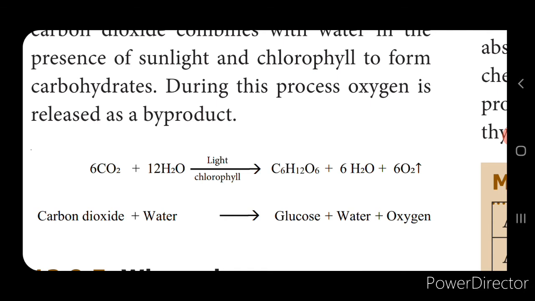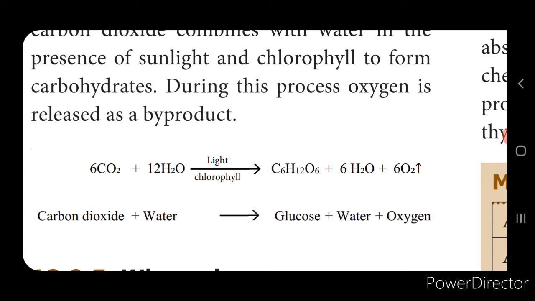Now this reaction that you are seeing on the screen is a very familiar reaction, because we have learnt this reaction very thoroughly in 9th standard. So the carbon dioxide and water in presence of sunlight and chlorophyll gives C6H12O6, which is carbohydrate, that is glucose, with the emission of oxygen and water. So this is the photosynthesis reaction.